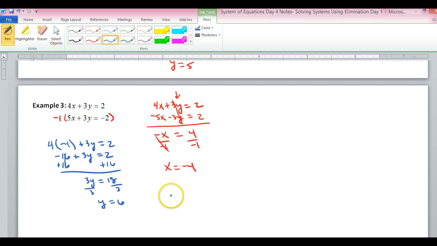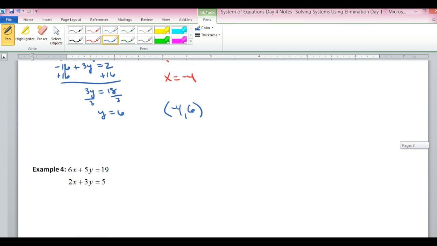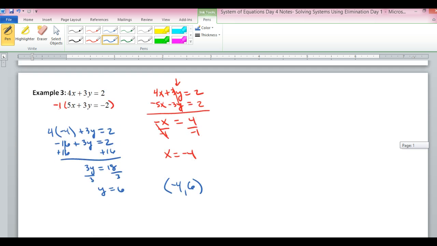I now have x and y, so I can gather my ordered pair solution. (-4, 6) would be the solution. Okay.